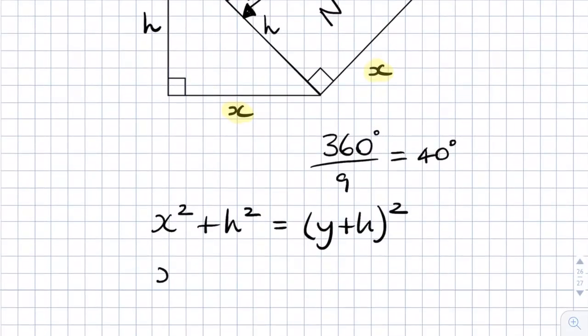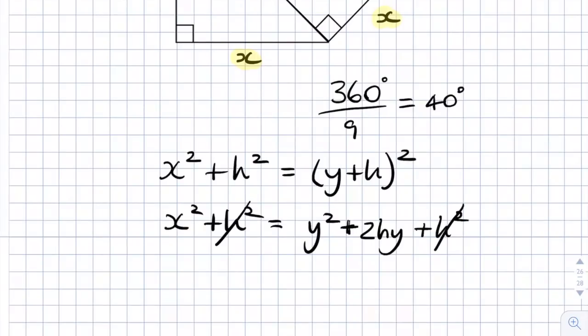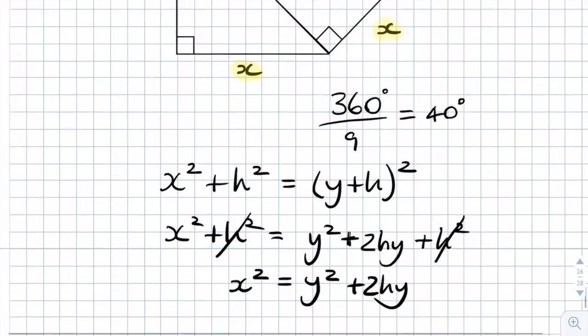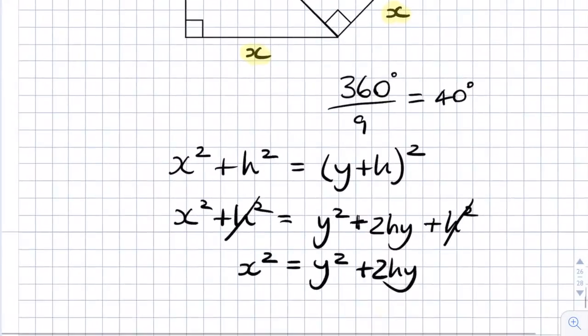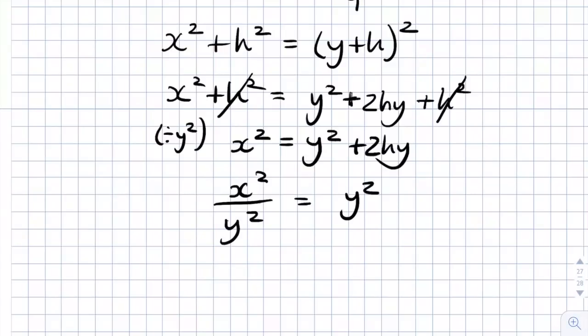If we expand those brackets, we get y squared plus 2hy plus h squared. The h squareds cancel each other out, and we're left with x squared equals y squared plus 2hy. Now, we want an equation which is in the form y squared over x squared. Well, we can divide both sides of this equation by y squared, and we get x squared over y squared equals y squared plus 2hy over y squared.